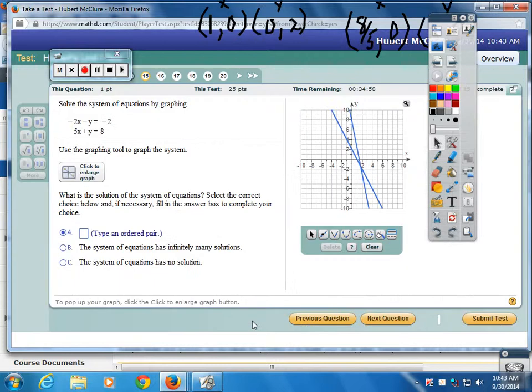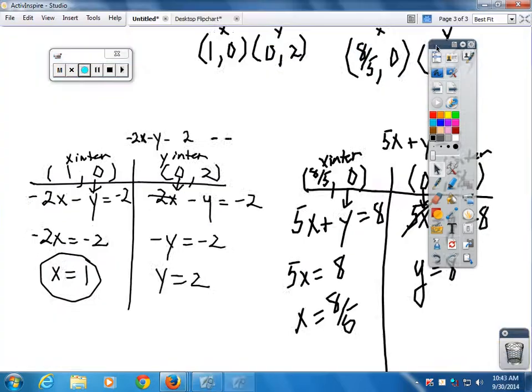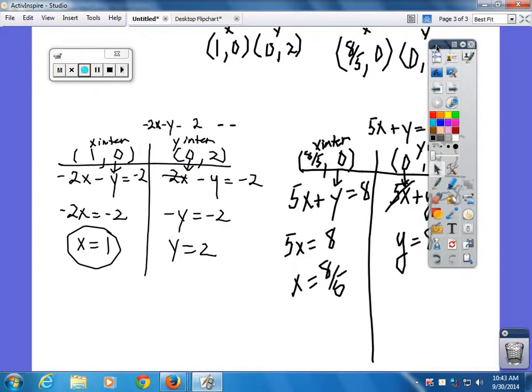Let's check here. Alright, plug in 0 for y, you get 1, right? Plug in 0 for x, you get 2. Well, that one's right. Plug in 0 for y, you get 8/5. Plug in 0 for x, you get 8. I must have graphed something wrong then. Let me go back and look at the graph again.